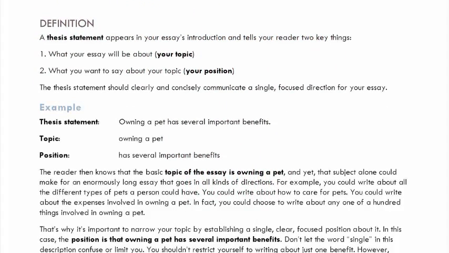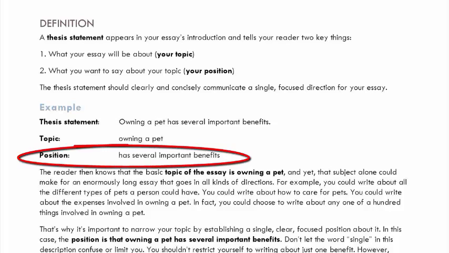So, that's where the position comes into play. The position limits things just a tiny bit by revealing how you're going to approach this giant topic. Here, it's by exploring the many benefits of pet ownership. But that's actually a pretty large paper still, so it's okay to narrow it down even more to maybe say exploring the physical benefits of pet ownership, or perhaps the mental health benefits of pet ownership. That's probably a little bit more manageable.